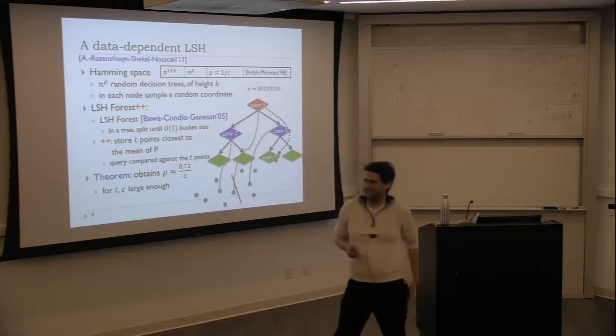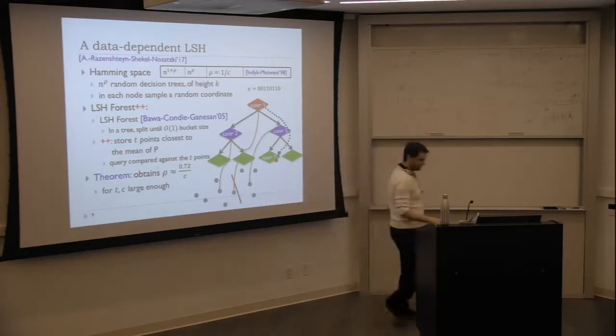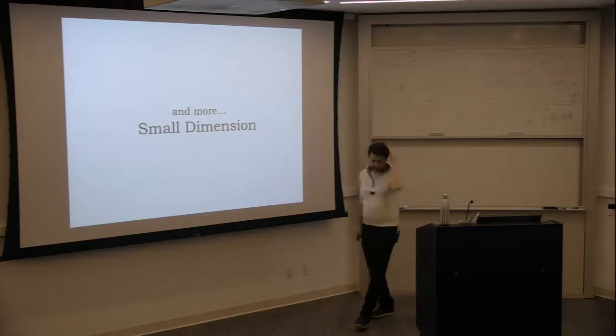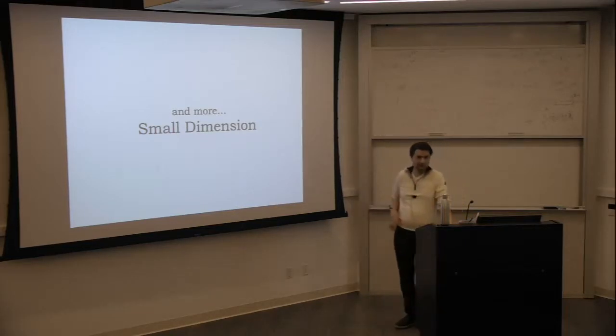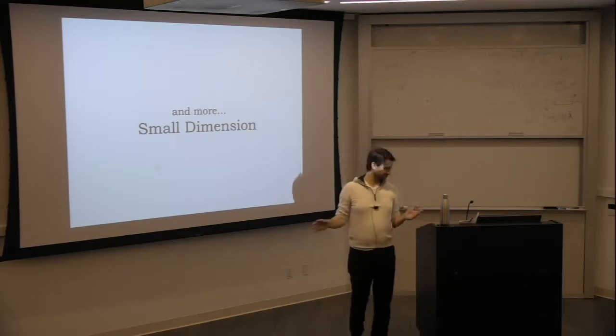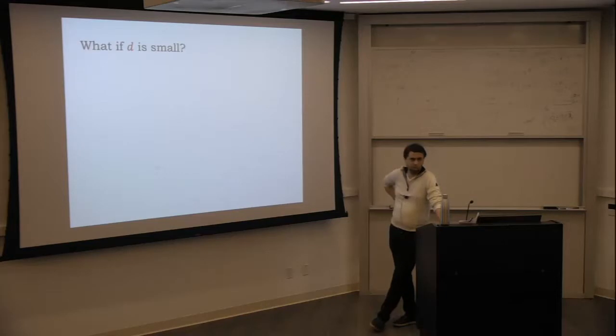That's all right, cool. So let's do the and more part. All right, so there'll be pretty much two parts to the and more. So one is small dimension, okay? So I know the title of this lecture is high dimensional geometry, or something related to high dimensional geometry. But what if D is small? Okay, what if dimension D is actually small?